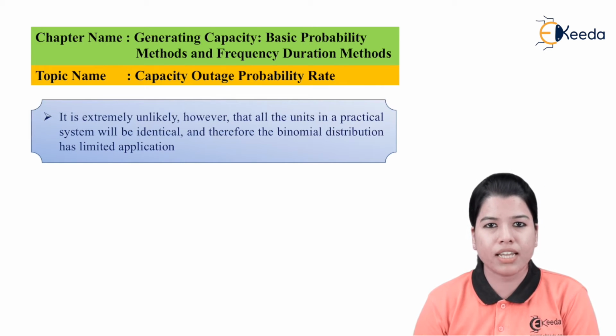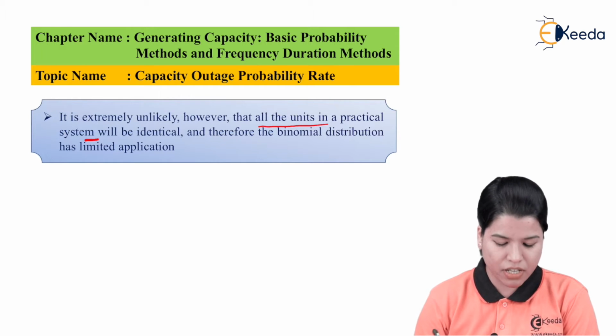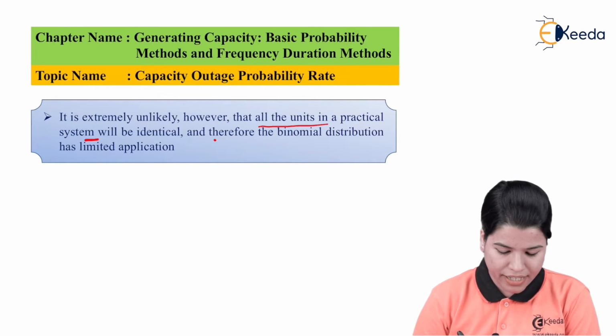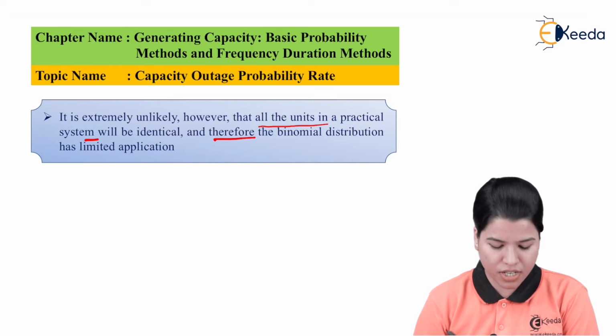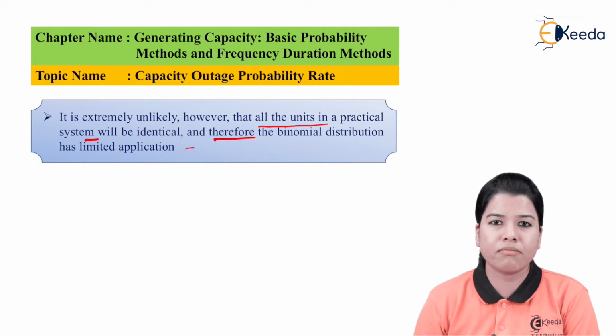Now it is extremely unlikely, however, that all the units in a practical system will be identical, and therefore the binomial distribution is of limited application. If we consider the system, it is not necessary that all the units will be identical. There might be some differences. Hence the use of the binomial distribution is not adequate.